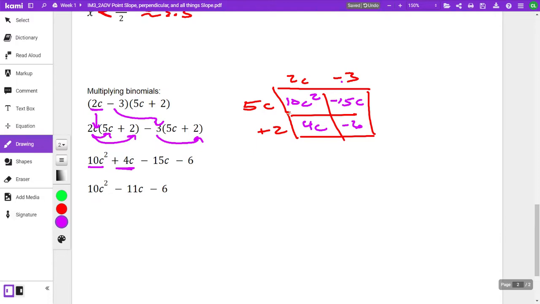It's all the same stuff, guys. It's just the way you organize the problem that's beneficial to you. At the very end, I combine these two terms: 4c minus 15c gives me 11c, and that's my answer. There's my 10c squared, my 11c, and my negative 6. We get the same answer two different ways. That's kind of how you tackle those.